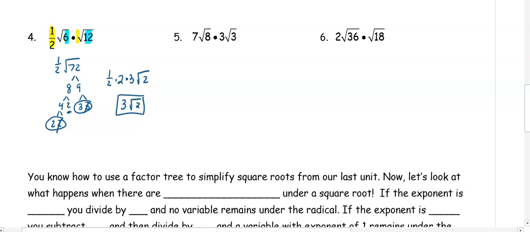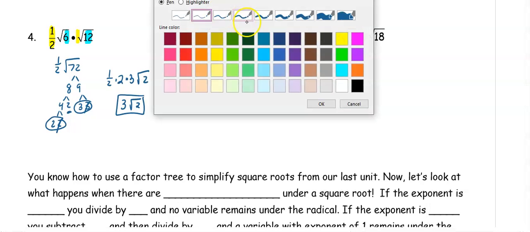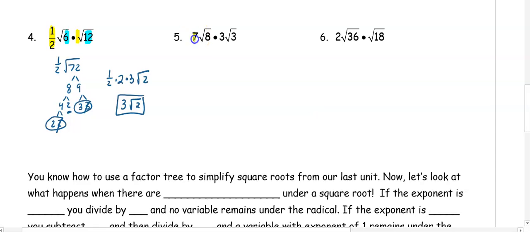In number 5, on the outside we have 7 times 3, and on the inside we have 8 times 3. So 7 times 3 is 21. And 8 times 3 is 24. Two numbers that multiply to 24, we can go back to 8 and 3, or I'm going to do 4 and 6. Two numbers that multiply to 4 are 2 and 2. Two numbers that multiply to 6 are 2 and 3. So we have a pair of 2's that are going to multiply with the 21. And we have a 2 and a 3 left over. So that gets us 42 root 6.